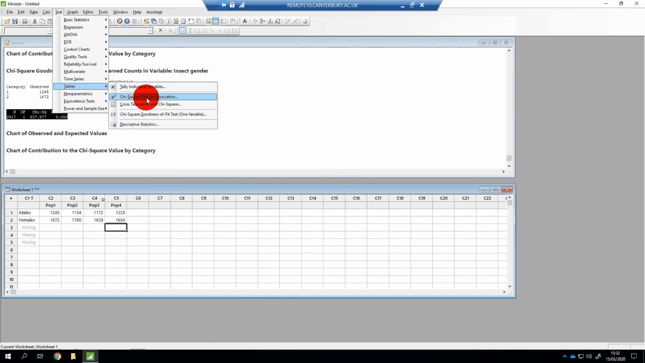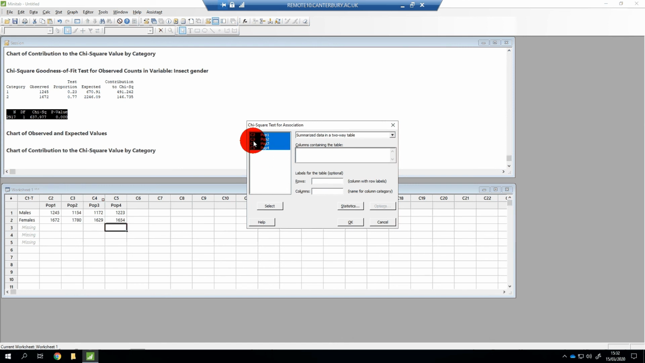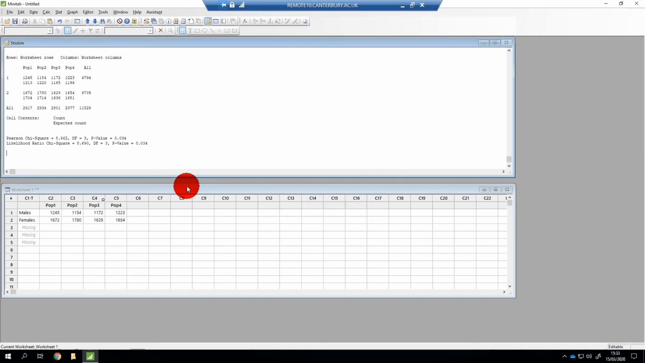It's asking me, how do I have my data? Do I have raw data, which is very rare? Typically, you would have the data summarized in a two-way table. That's exactly what we have. 1, 2, rows and columns, a two-way table. So we're going to select that, summarize in a two-way table, and it's asking me where are the columns containing this table. And I'm going to say to it, these 4 columns, 2, 3, 4, and 5 are the 4 columns. That's all I need, those 4 columns. Click OK, and boom, it produces a nice chi-square test for me.